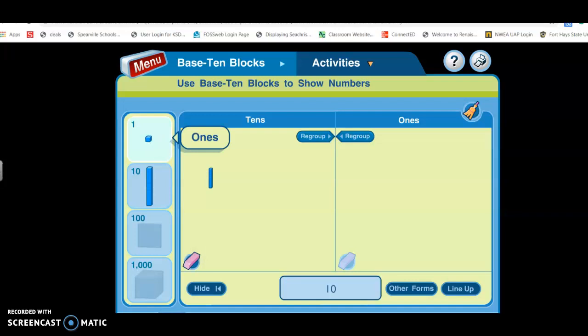What about this? What does that show? Grayson? 19. How many tens are there? Ivan? 1. How many ones are there? Landon? 9. Now I have one more.